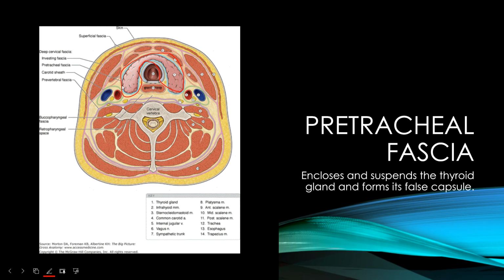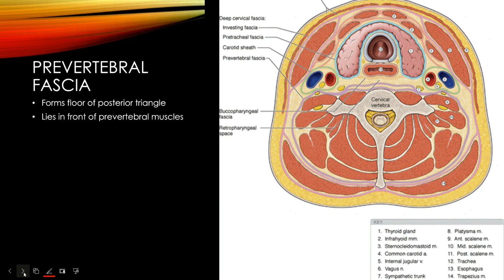Now we are going to see about the prevertebral fascia. The prevertebral fascia forms the floor of the posterior triangle and it is present in front of the prevertebral muscles. So now we are going to see about its attachment and relation.